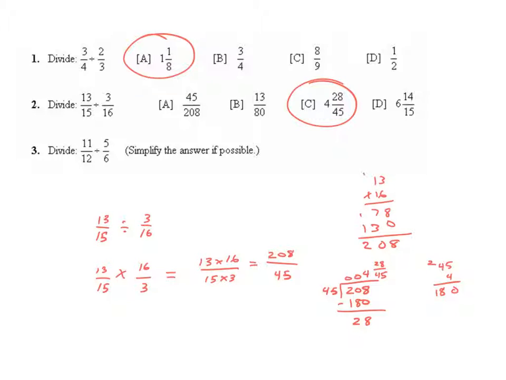One bit of advice when you're doing multiple choice problems and you get to this step here where you know this is more than one whole, you can go ahead and eliminate answer choices A and B that are less than a whole, and then you can use answers C and D to help you right here with your estimation. You know it's either going to go in 4 times or 6 times.